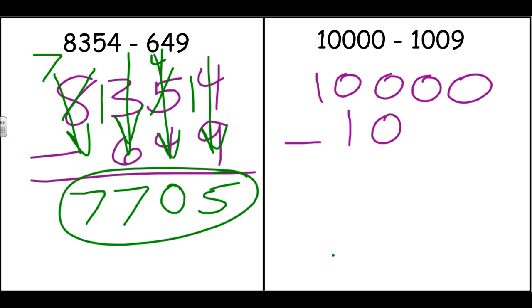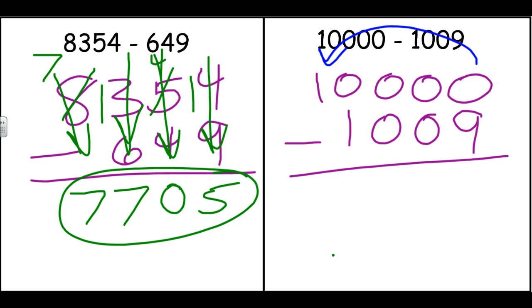Now finally, for the last one, we have 10,000 minus 1,009. Now here, we can't borrow from anything until we get all the way to the 10,000s. So that becomes a 7. And now that makes the thousands a 10. But we still need to borrow, so the thousands becomes a 9, makes the hundreds a 10. We still need to borrow, so that hundreds becomes a 9, makes the tens a 10. That 10 becomes a 9 and makes the ones a 10.